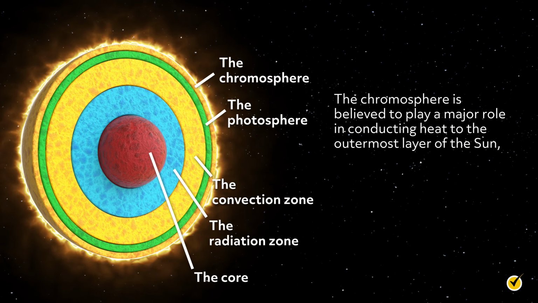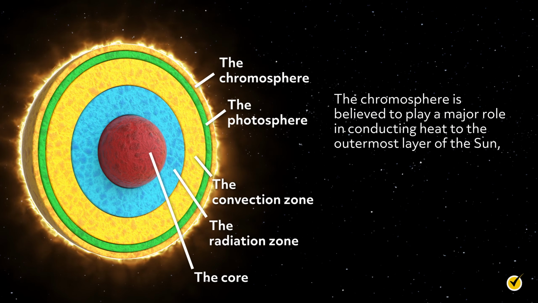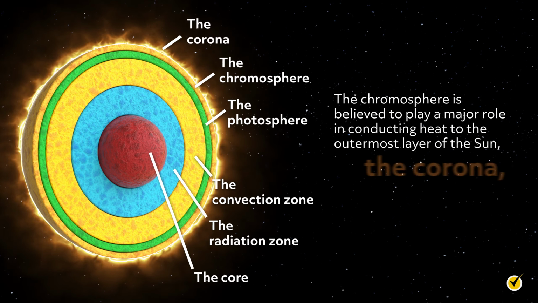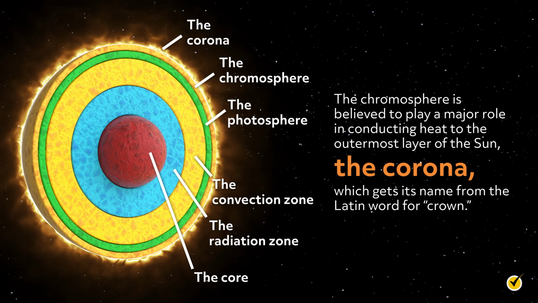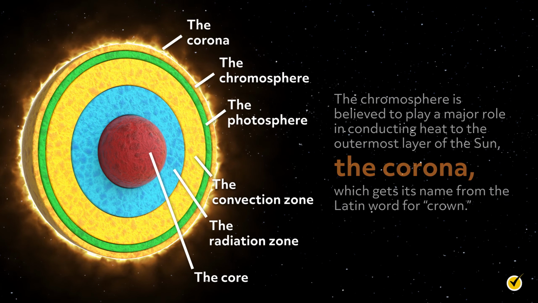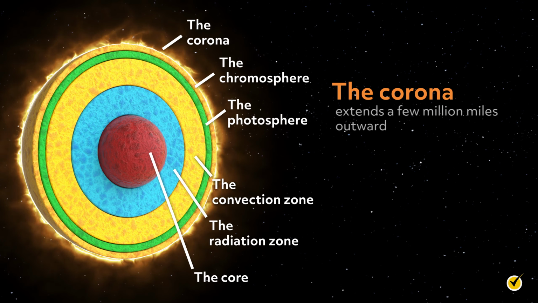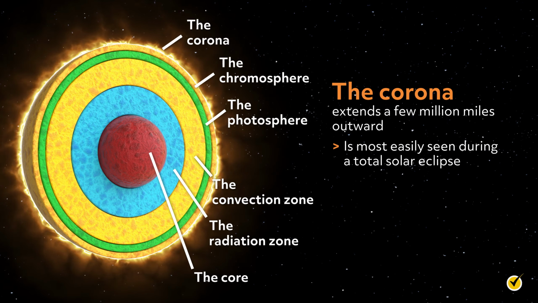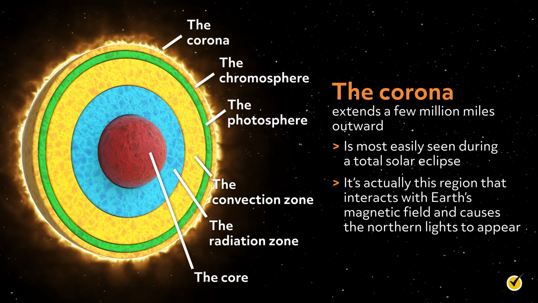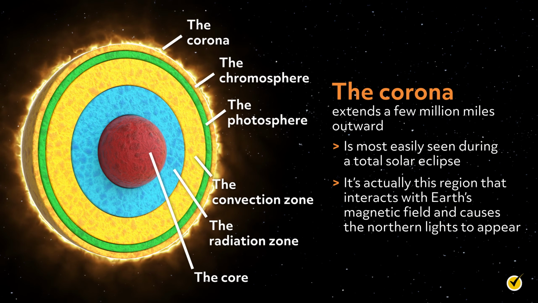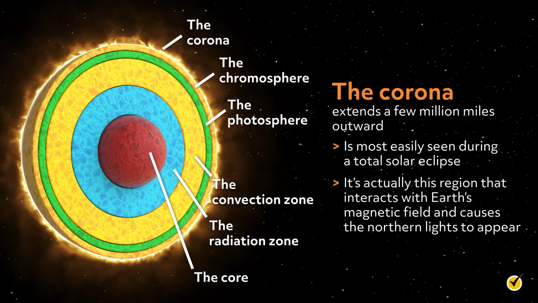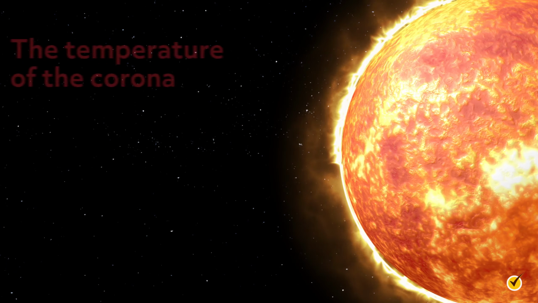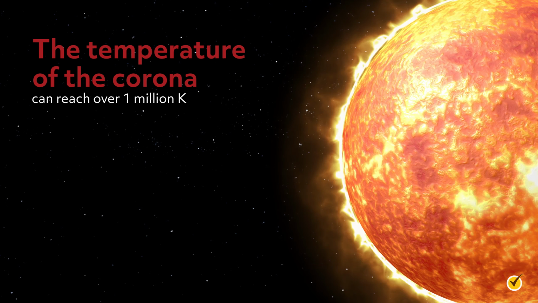The chromosphere is believed to play a major role in conducting heat to the outermost layer of the Sun, the corona, which gets its name from the Latin word for crown. As I mentioned earlier, the corona extends a few million miles outward and is most easily seen during a total solar eclipse. It's actually this region that interacts with Earth's magnetic field and causes the northern lights to appear. The temperature of the corona can reach over 1 million Kelvin.